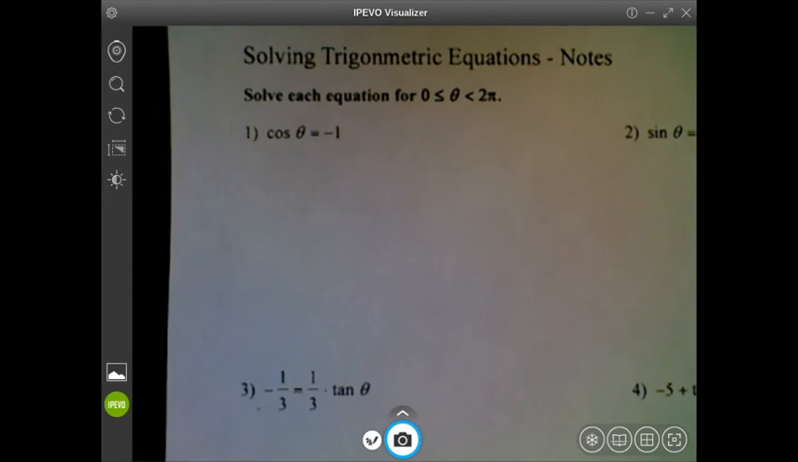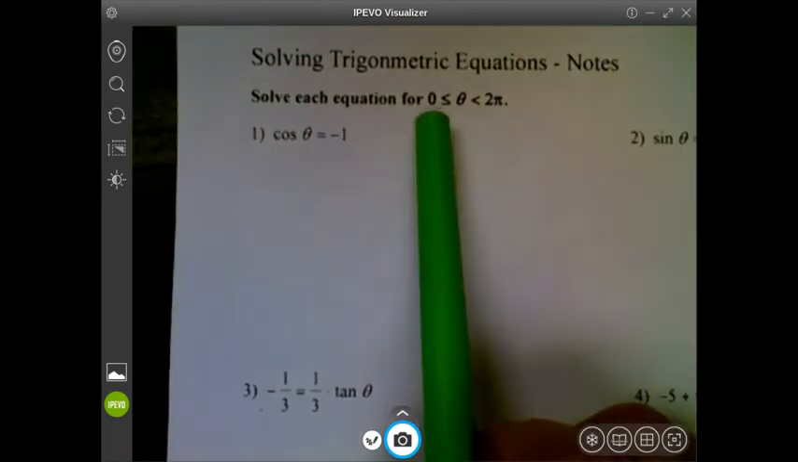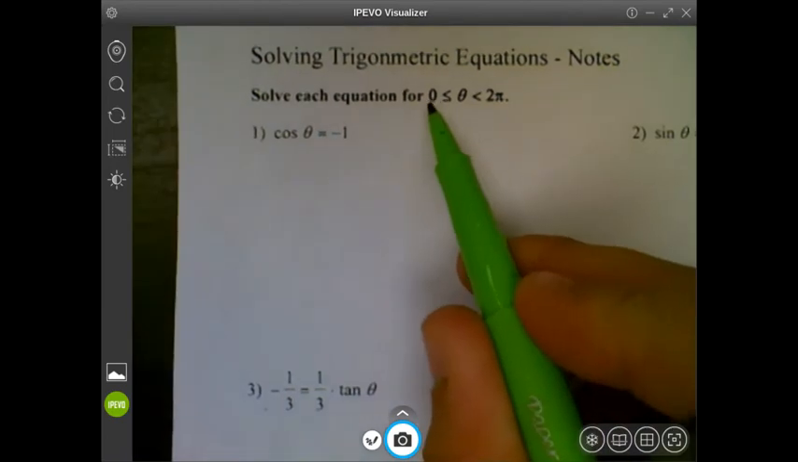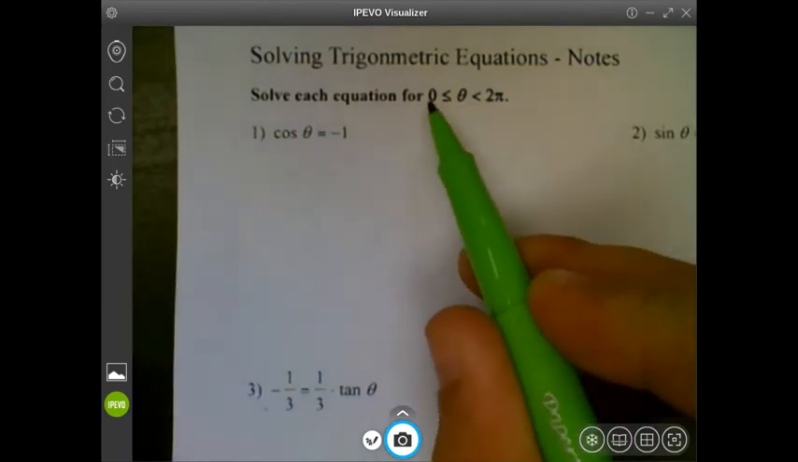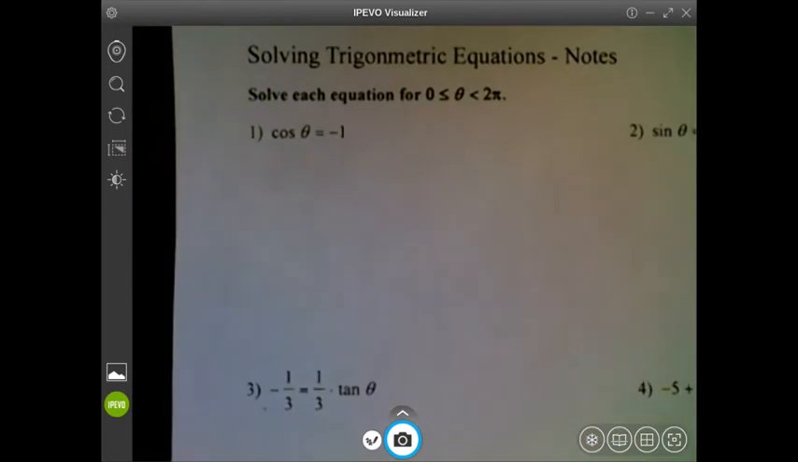Okay, so the very first equation, we're going to solve for angles that are between 0 and 2 pi. So we don't have to worry about anything bigger than 2 pi, and we don't have to worry about anything less than 0. And if one of the answers is 0 or 2 pi, we're just going to use the 0 because of the equals to. We're not going to use the 2 pi itself, right?